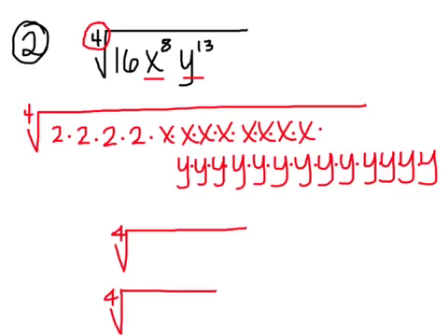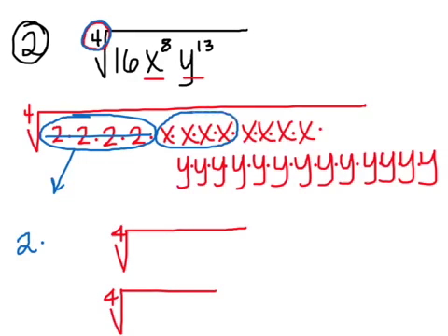Okay, this is what we have all broken down. I know there's shortcuts to this, but I just want to visually show you what's going on. With a fourth index, we need a group of 4 before it can come outside the radical. So here's a group of 4, and that comes out as a single 2. And then we're done with that group. Then we have a group of 4 x's, so an x can come out for that group. And then we've got another group of x's, so there's an x that can come out for that group.